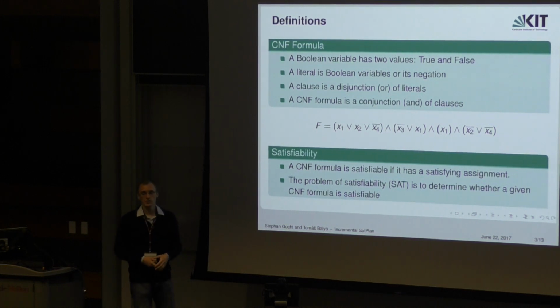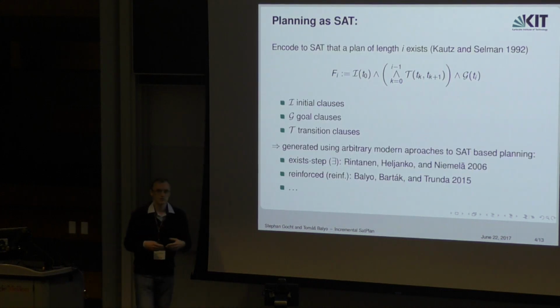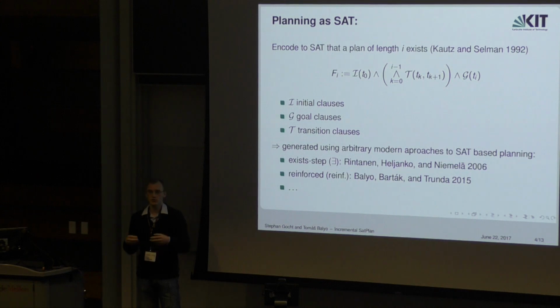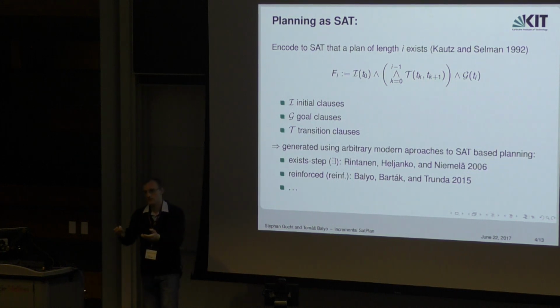So how can we apply this to planning? The general idea is that we will construct a formula f_i that encodes that there is a plan of length i. So we start with a formula that encodes whether there is a plan of length 1. We give it to the SAT solver, and the SAT solver tells us, no, there is no such plan. And then we create a new formula f_2, asking if there is a plan of length 2, and give it to the SAT solver, and so on.